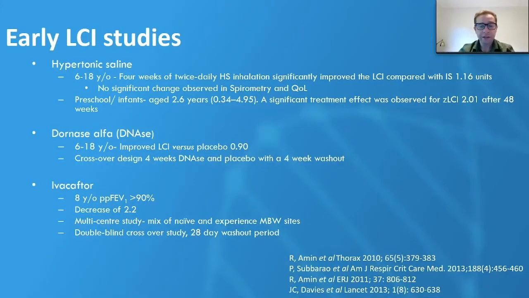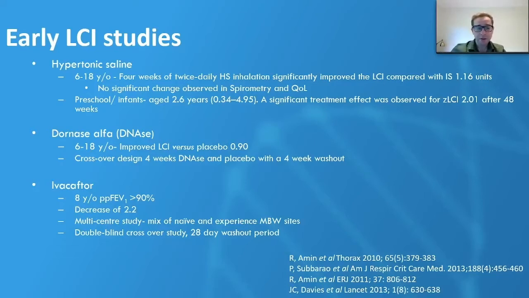In the early studies of hypertonic saline, they found that 4 weeks of twice daily inhalation of hypertonic saline, compared to the active placebo of isotonic saline, improved LCI, a decrease of 1.16 units, whereas there was no change observed in spirometry and quality of life. They also saw a significant treatment effect in preschoolers after 48 weeks. Again, in the 16 to 18-year-olds age group, they found an improved LCI versus the placebo of 0.90.